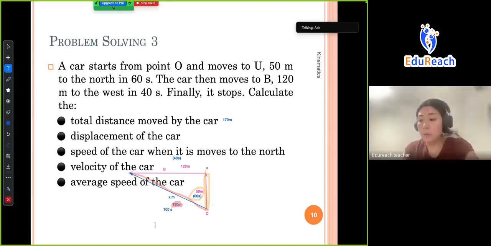Okay, so then the velocity would be, I'll write it down in my working so later you can see, displacement divided by time taken. The displacement is 130 meters and the time is 100 seconds. Calculating this, you get 1.3 meters per second.